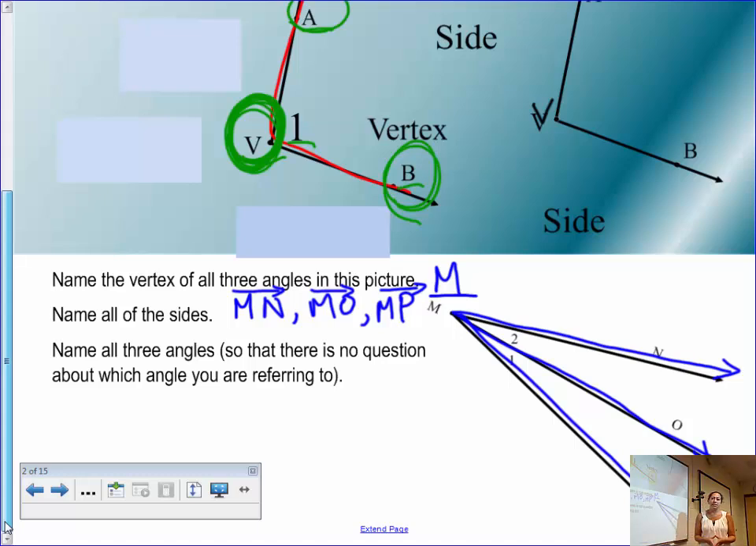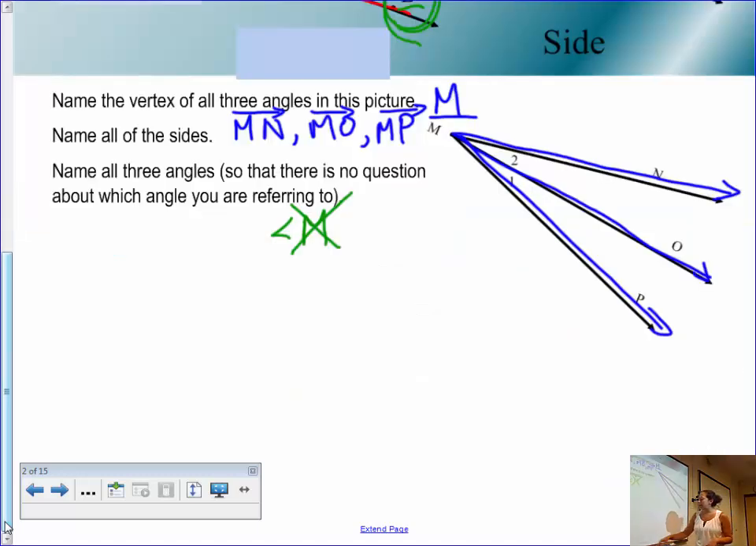Now, I want to be very specific about all three angles. I cannot just say that we're talking about angle M, because then you would say which one, right? So we're not going to say angle M. We're going to either go with the numbers, angle 1 or angle 2, or we're going to use three letters to name these. My first angle, I'm going to start with the largest angle, outlined in red right now on your screen. I can name that angle NMP. M is my vertex, and it goes in the middle. Or we could have done it backwards, angle PMN, but M has to be in the middle.